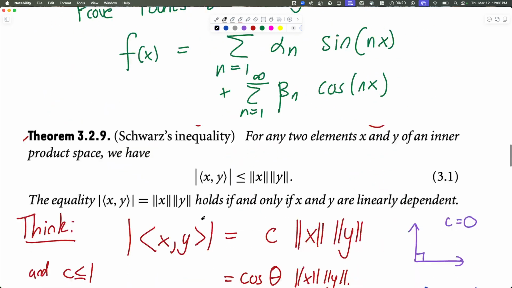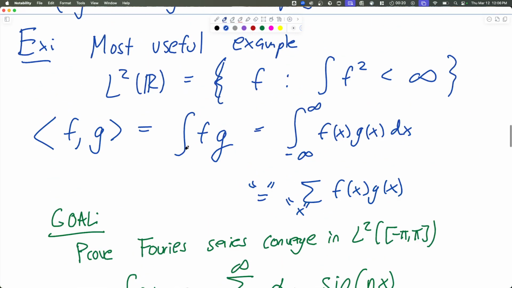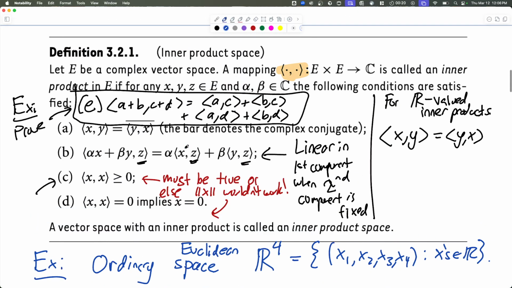Question. Am I allowed to pull out an alpha from the second one? I would like to pull out this alpha times y and say alpha times xy. Can I do it? You have to use the conjugate. That's right. If you were going to do it correctly, you wouldn't get alpha. You would get alpha bar. And the reason is that when you do a swap, you have to do the bar from condition A.